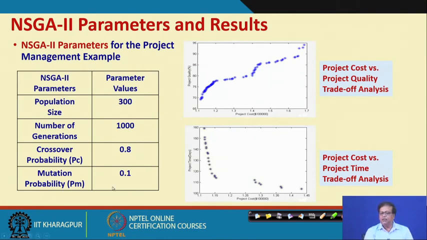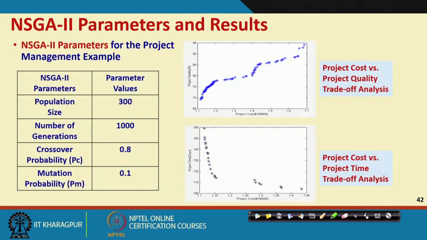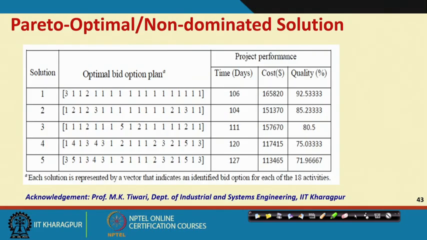These are the parameters, and this is the project cost versus quality plot that we have got, and the cost versus project time trade-off that we have got. These are the kind of results, and in the final results you see time, cost, quality, the best solution that was obtained through NSGA-II. So you see large combinatorial problems can actually be solved by the NSGA-II algorithm.